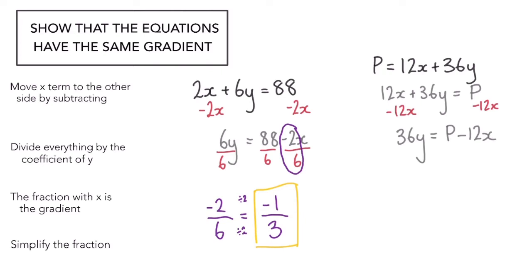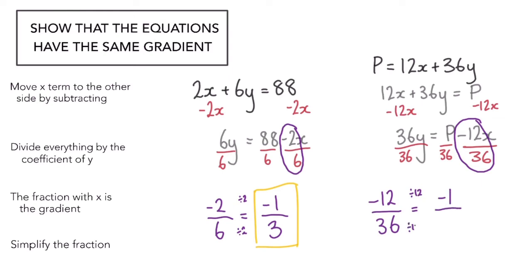Now I need to divide everything by this coefficient of y, so divide everything by 36. And then I need to look at the fraction with the x. So this fraction here, negative 12 over 36. I need to simplify this. What can I divide both those numbers by? I could divide them both by 12. That would get me negative 1 on the top. Divide the denominator by 12 to get 3. This is my simplified fraction, and that is the gradient for that second equation. And I can see that both of these equations have the same gradient.